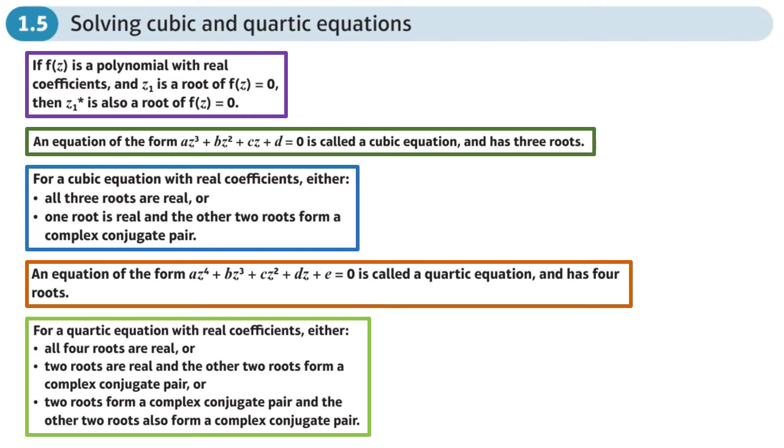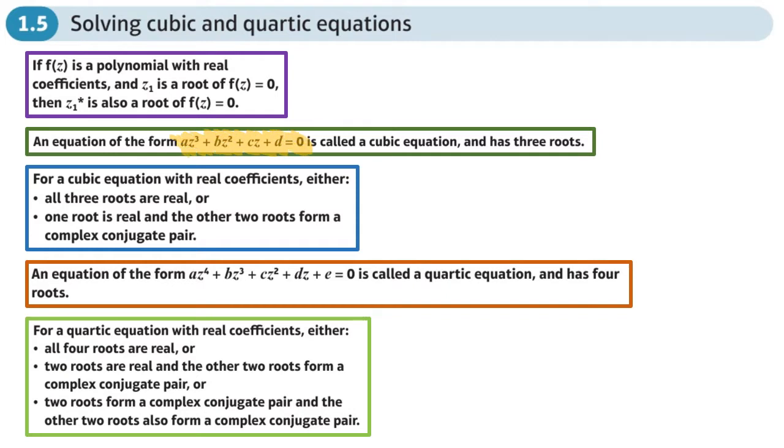This is the fifth and final section of the complex numbers chapter, chapter 1 in the Core 1 book, and this is solving cubic and quartic equations. So we've already done quadratics. A cubic, well, that's going to go up to x cubed. There's an example of what a cubic looks like here.